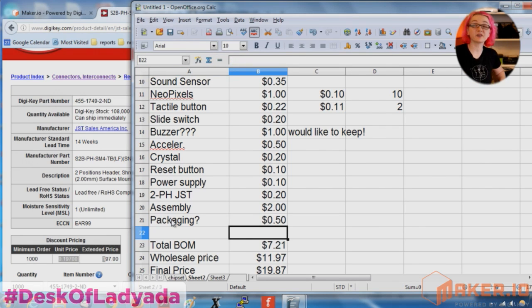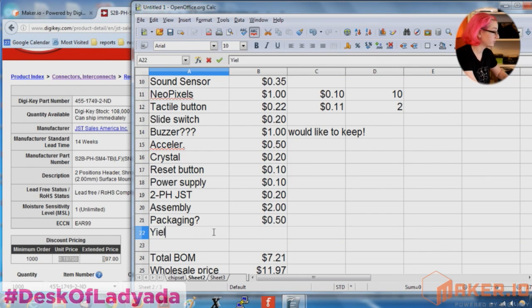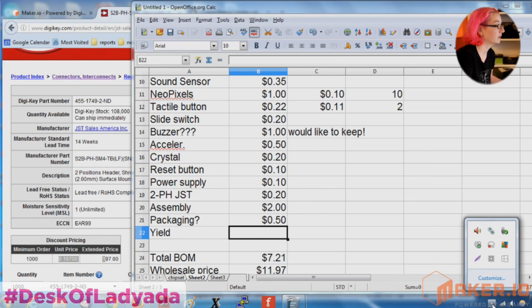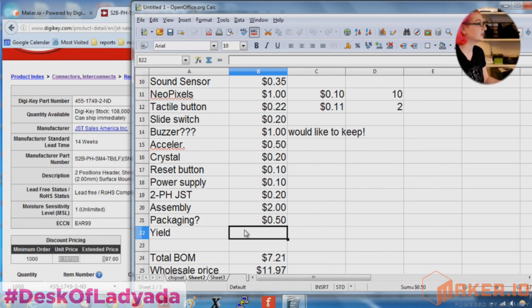Maybe 50 cents for packaging, depending on what you do. And then what else? There's yield. So yield is when you manufacture, not all of the things that you make are going to work out. So you have to add a little bit more. You have to add a little bit to make up for the fact that you're not going to get 100% of the boards that come out of test to be working. It's common to have like a 95 to like 98%.